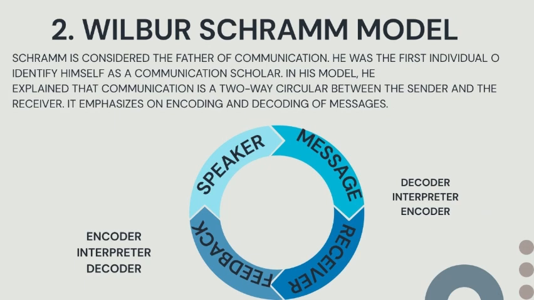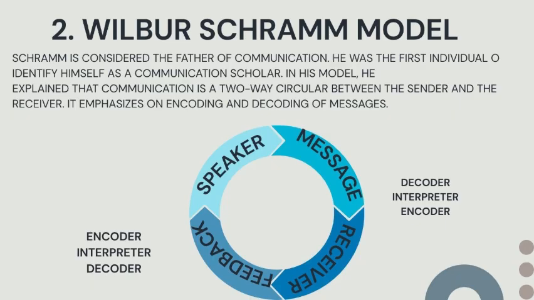2. Wilbur Schramm model. Schramm is considered the father of communication. He was the first individual to identify himself as a communication scholar. In his model, he explained that communication is a two-way circular process between the sender and the receiver. It emphasizes the encoding and decoding of messages.